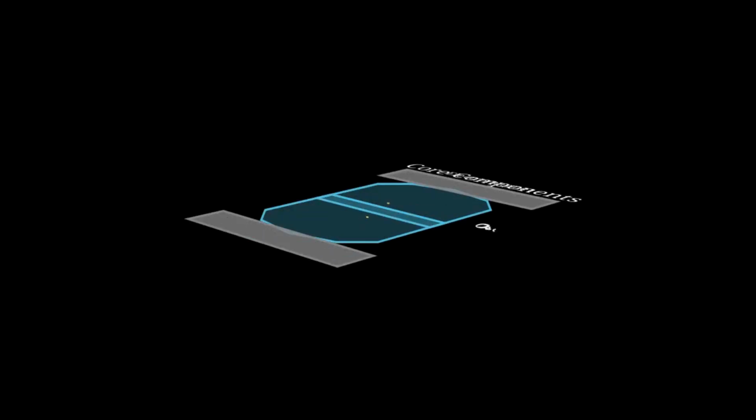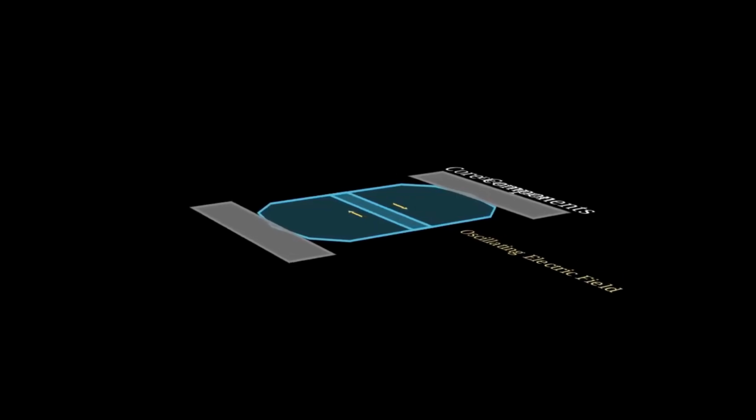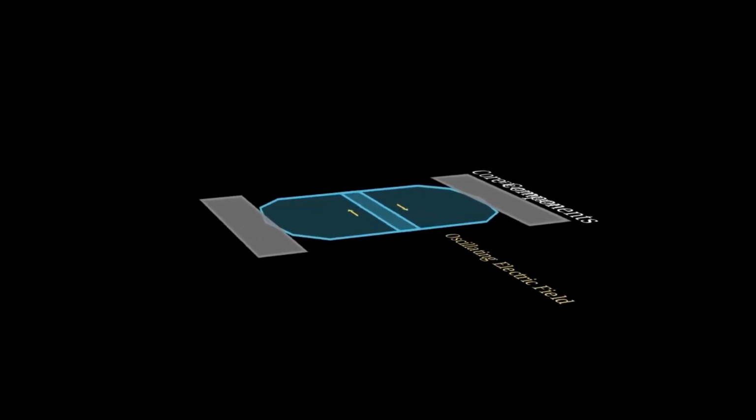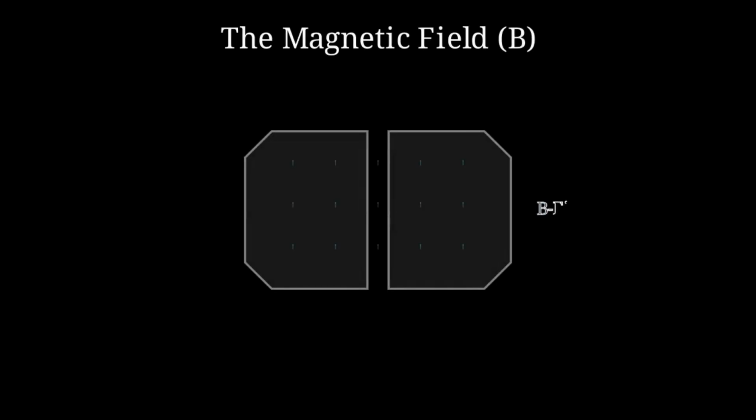The cyclotron consists of two semicircular hollow metal containers called Ds. These are placed in a vacuum chamber between the poles of a powerful electromagnet. An alternating voltage is applied across the gap to create an oscillating electric field. A uniform magnetic field is applied perpendicular to the plane of the Ds.